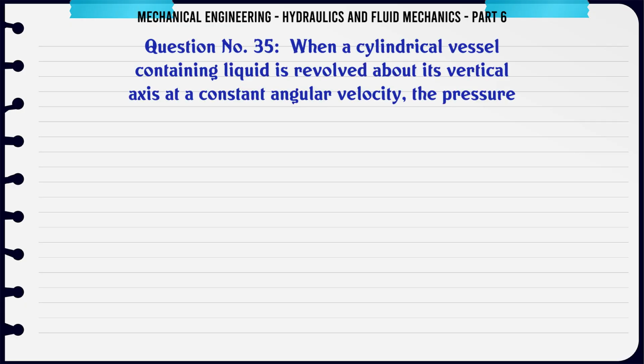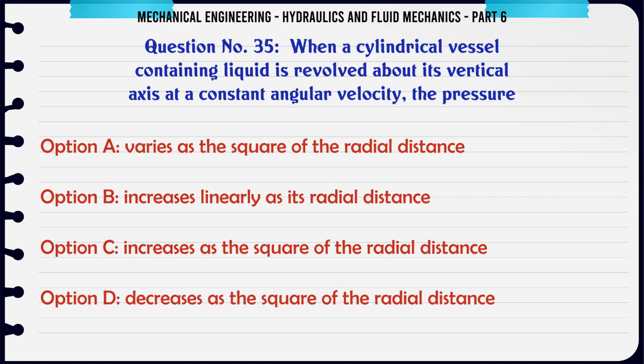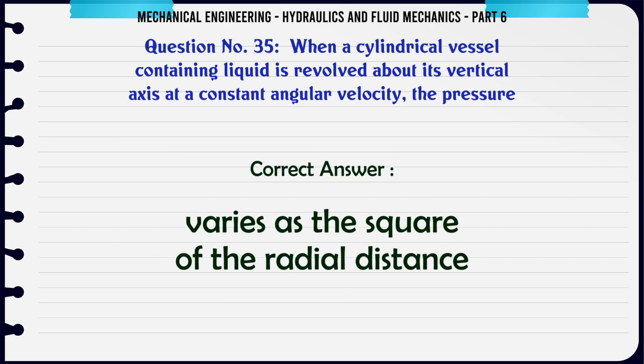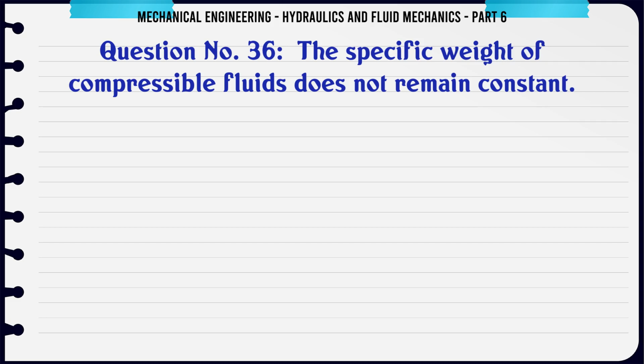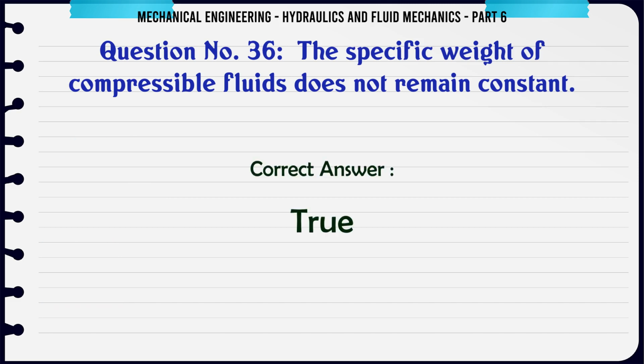When a cylindrical vessel containing liquid is revolved about its vertical axis at a constant angular velocity, the pressure A varies as the square of the radial distance, B increases linearly as its radial distance, C increases as the square of the radial distance, D decreases as the square of the radial distance. The correct answer is varies as the square of the radial distance. The specific weight of compressible fluids does not remain constant. A true, B false. The correct answer is true.